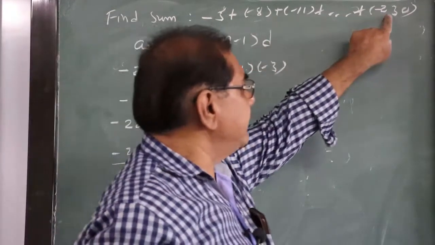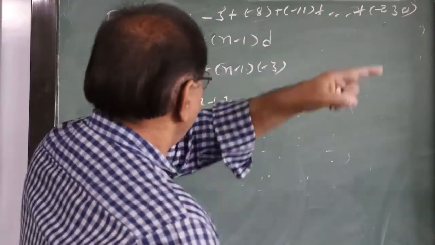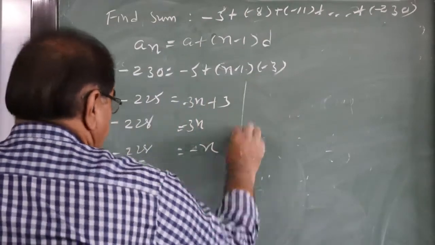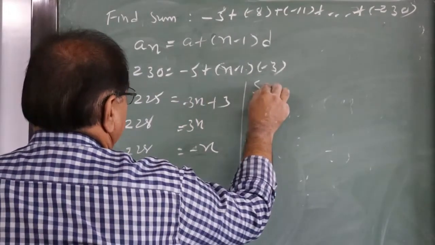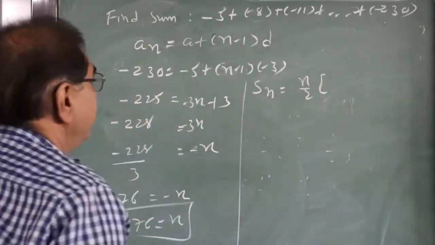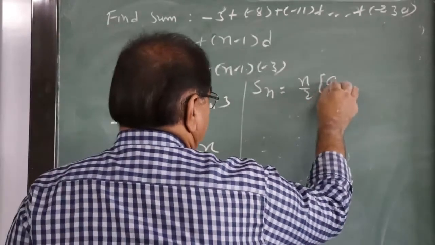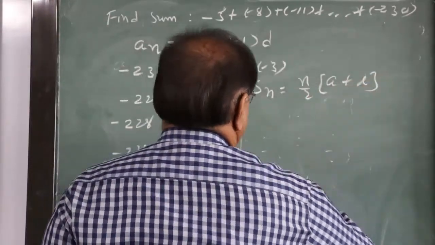Ultimately, this is the 76th term of this AP, and we want to find out the sum of all these 76 terms. So, now Sn is equal to n by 2. Now, we have the first term, we have the last term. So, we can go for this formula, first term plus last term.